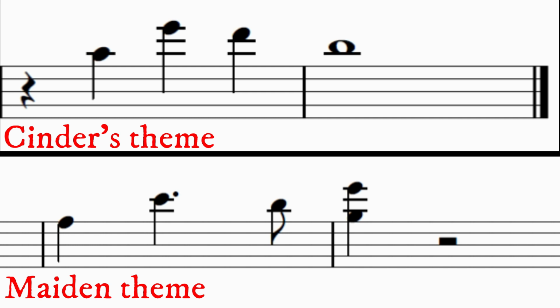And in the second phrase, you start from one note, you go up an interval, you go down a little bit, and then you go down another little bit, and you don't go below the first note. And that's true for both Cinder's theme and the Maiden's theme. Yeah, the Maiden theme sounds like the happy version of Cinder's theme. It's the opposite. Cinder's theme is the evil version of the Maiden's theme, because she's an evil maiden.